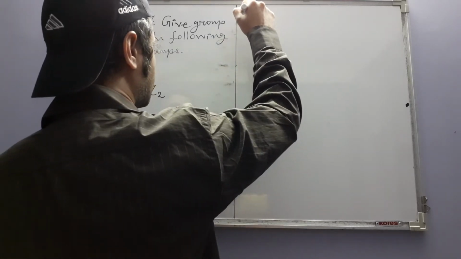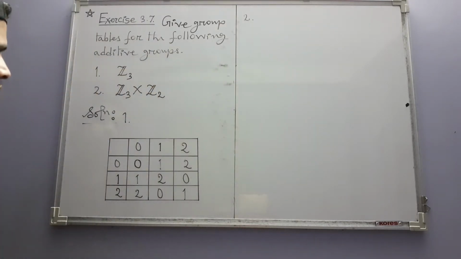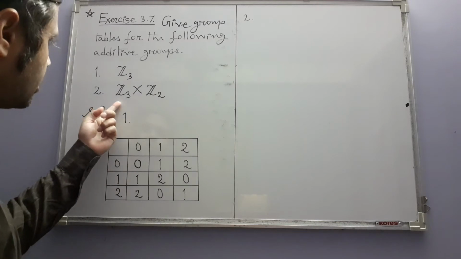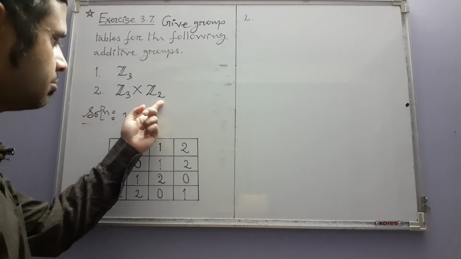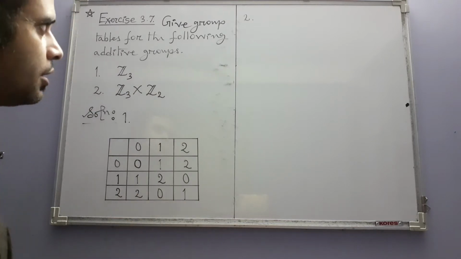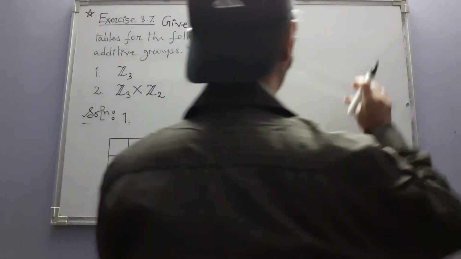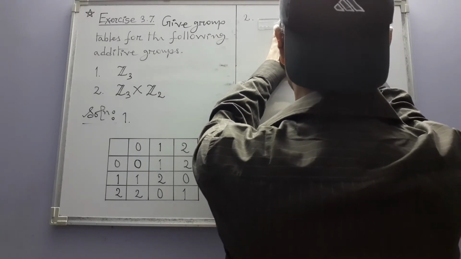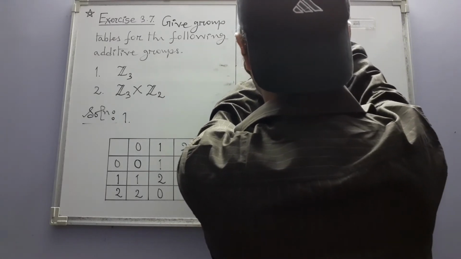In the second one, it's the Cartesian product of Z3 and Z2. This one has 3 elements, this one has 2 elements, so the Cartesian product will have 6 elements. Accordingly, we have to see how many rows and columns there will be in this table.